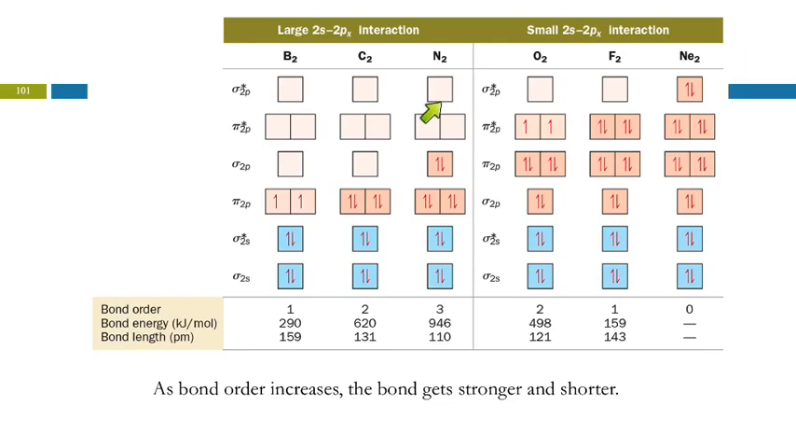And here's nitrogen. Again, adding 2 more electrons compared to C2, and those go in here. So this has a bond order of 3. Its bond energy is higher than for C2, and the bond length is shorter. We go to O2.